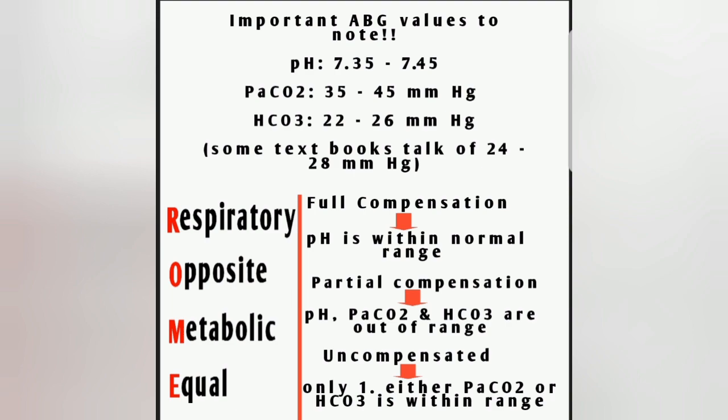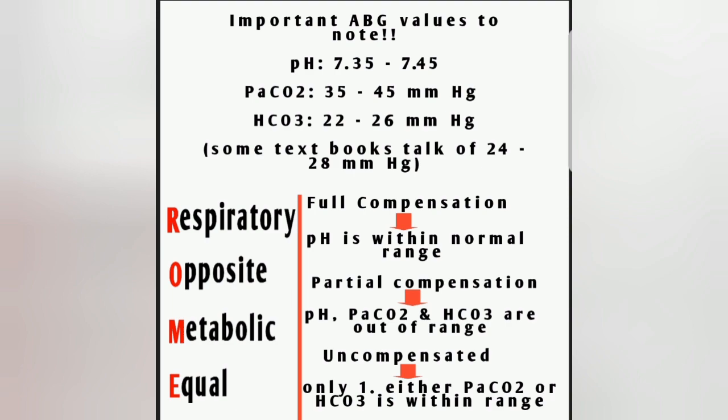Now, before I give the right answer, I want to give you some tips on how to solve arterial blood gas (ABG) questions. First of all, you need to know the normal value ranges of the most important arterial blood gases as shown on the screen. They include arterial blood pH, normally referred to as pH, partial pressure of carbon dioxide, normally referred to as PaCO2, and bicarb, normally referred to as HCO3.